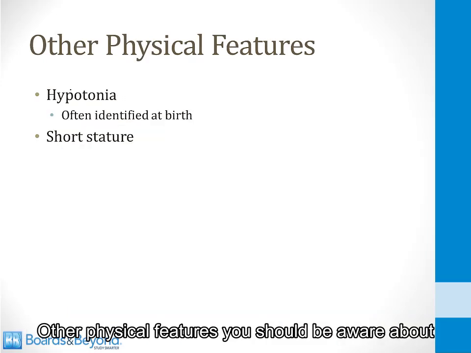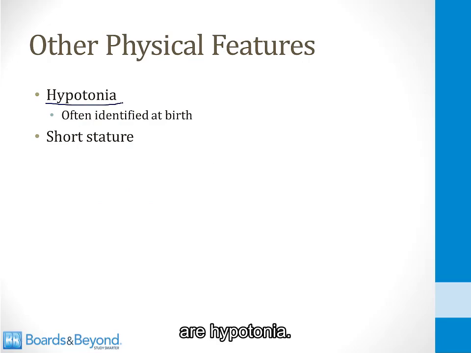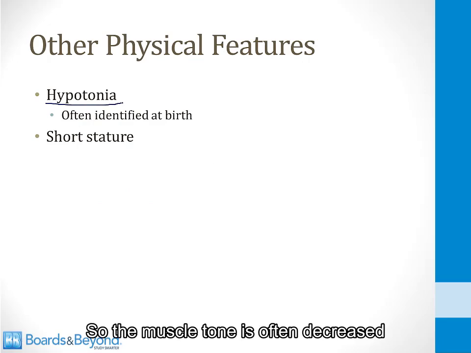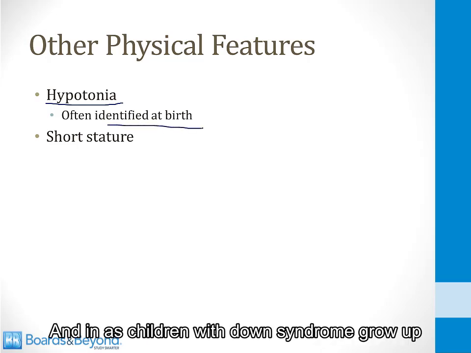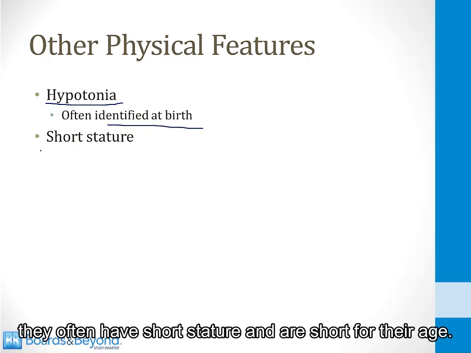Other physical features you should be aware about are hypotonia, so the muscle tone is often decreased, and this can often be identified shortly after birth in children with Down syndrome. And then as children with Down syndrome grow up, they often have short stature and are short for their age.